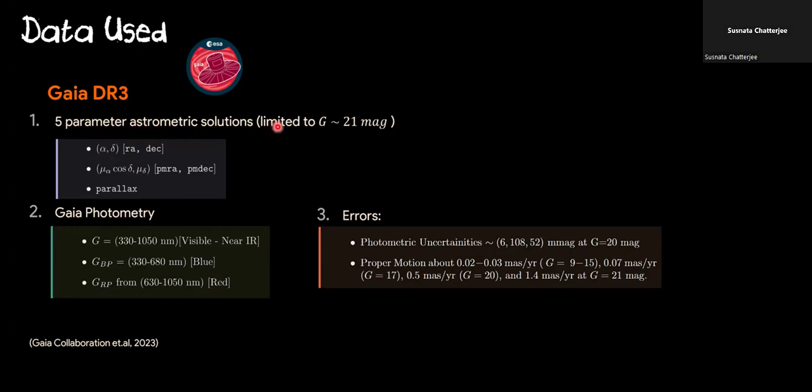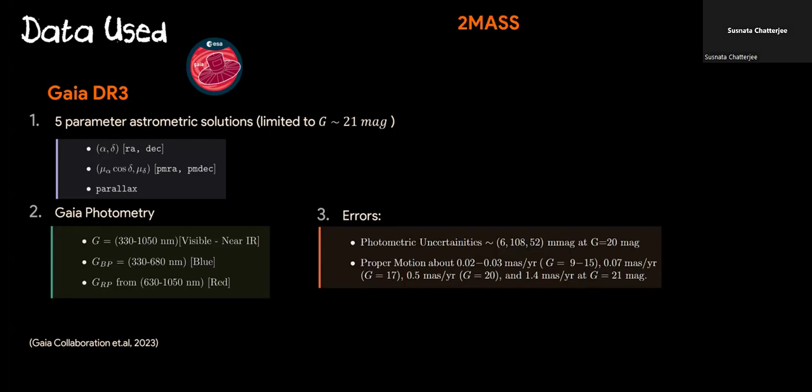In the 5-parameter astrometric solutions, we have RA, Dec, alpha, delta, PMRA, PMDec, which are the proper motion components, and the parallax. The errors in our data are photometric uncertainties of about 6, 108, and 52 millimag at G 20 max. Proper motion errors are about 0.02 to 0.03 at G 9 to 15, 0.07 at G equals 17, 0.5 milliarcsecond at G equals 20 and 1.4 milliarcsecond at G equals 21 magnitude.